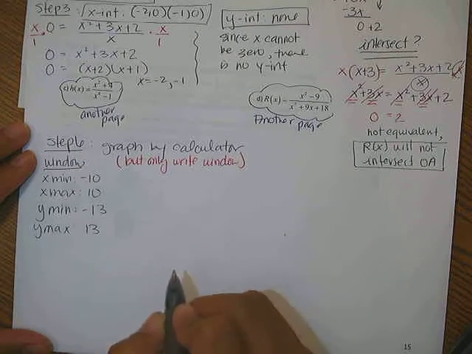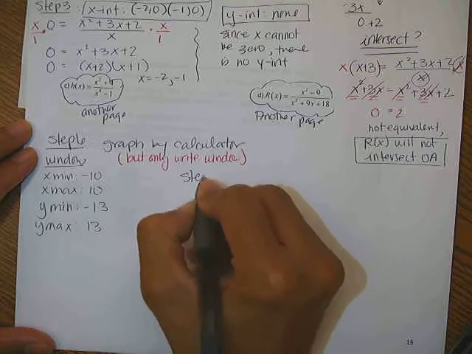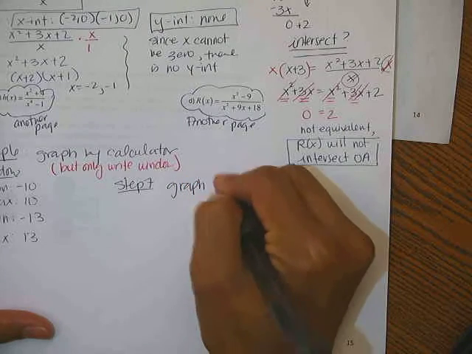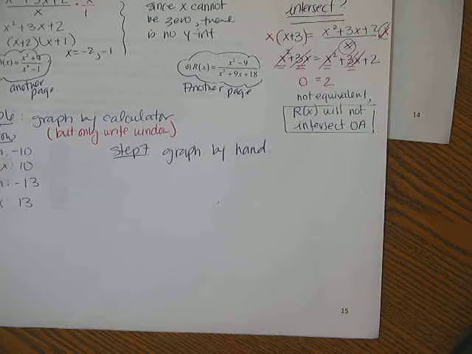So here we go. Let's do step 7. Where should I put step 7? Right here. Step 7. Graph by hand. It said so. Graph by hand. So let's draw our coordinate plane. I'm looking for a straight edge.